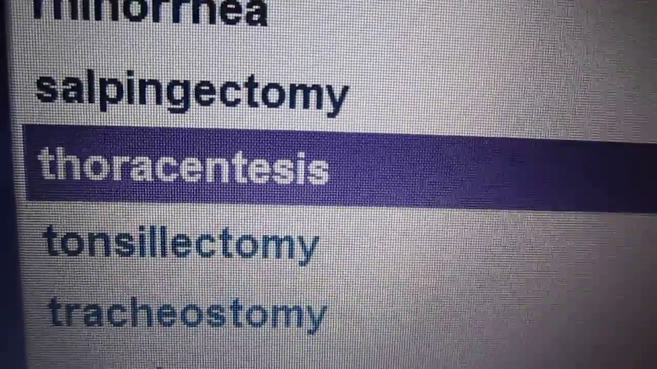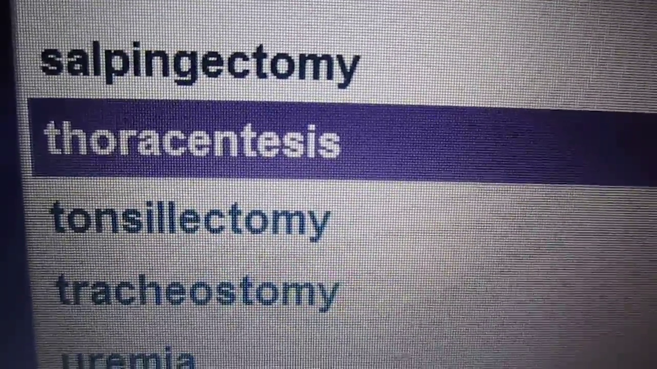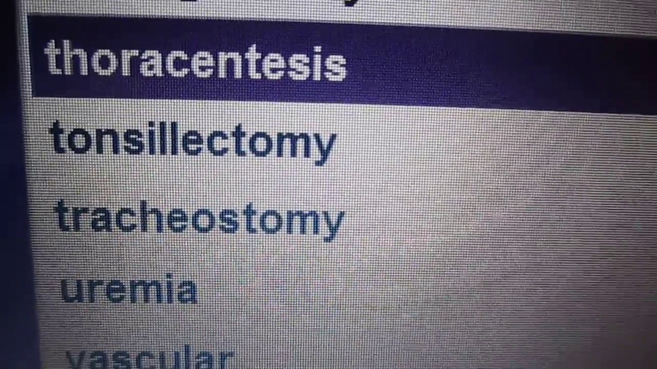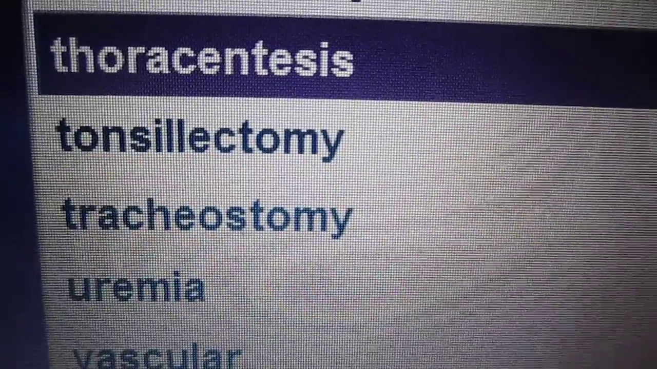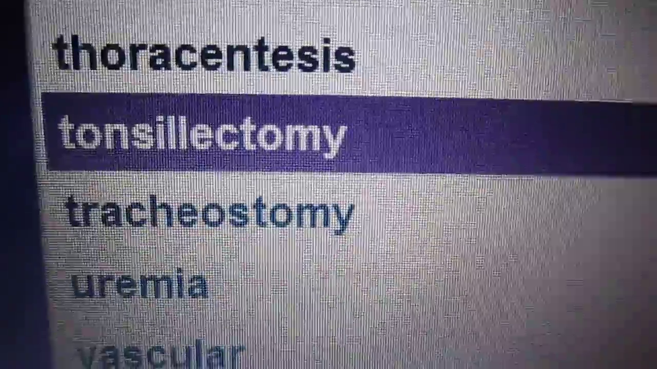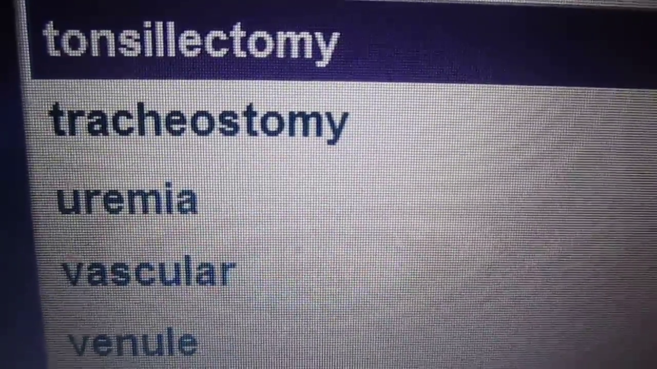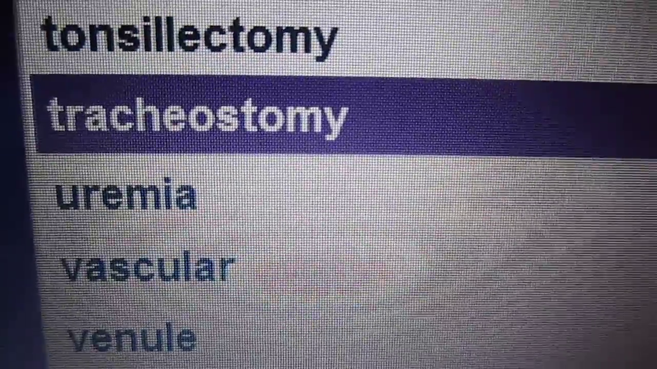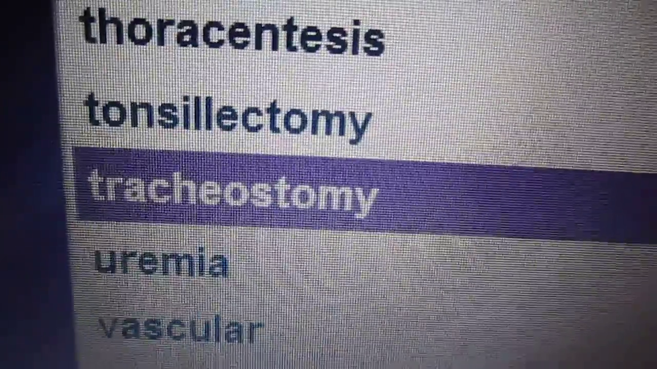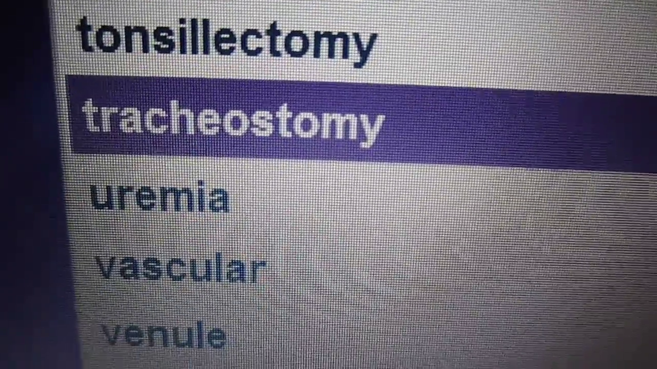Thoracentesis. Thoraco is the combining form meaning chest. Thoracentesis is surgical puncture to remove fluid from the chest. Tonsillectomy. A tonsillectomy is surgical removal of tonsils. Tracheostomy. A tracheostomy is a surgically created opening from the trachea to the outside of the body.